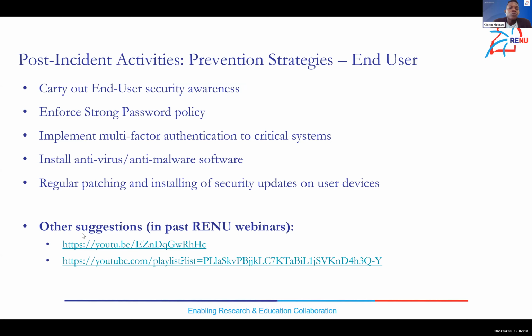As you can see on the screen, there are a few links, right? YouTube links to some past CERT webinars where these topics were covered, because like I said, the topic for this webinar is basic incident response for the constituency. But in past webinars, we've gone in depth on security awareness, host-based security and the likes. And those YouTube links can offer a lot more knowledge on some of those topics.